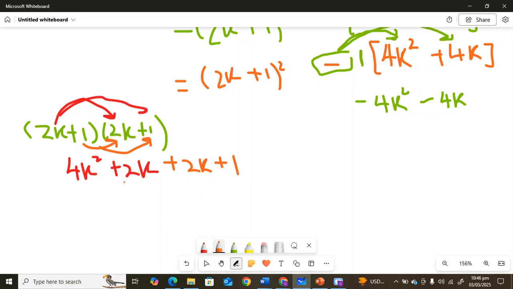Add the like terms. Remember, like terms, same letter, same power. So here, 2k to the power 1 and 2k to the power 1, these are like terms. So 2k plus 2k, 4k. Yes. So this expression, we put it here: 4k squared plus 4k plus 1 minus 4k squared minus 4k. Any questions?